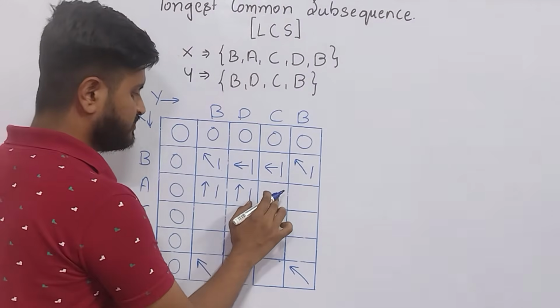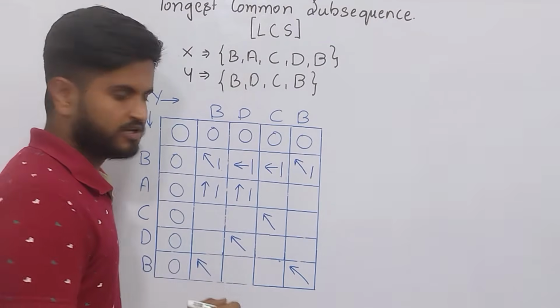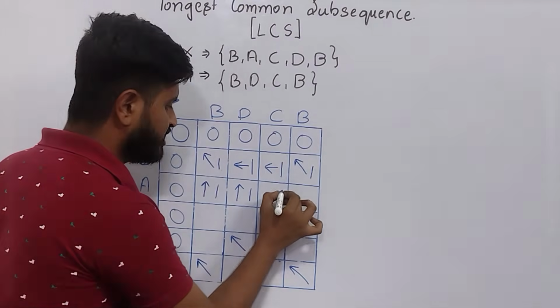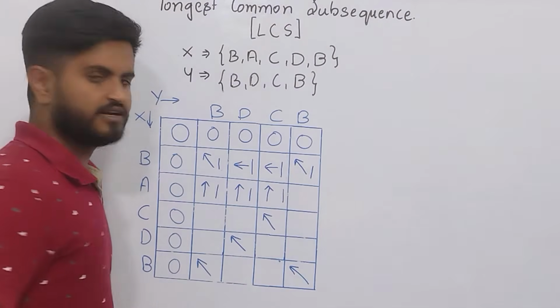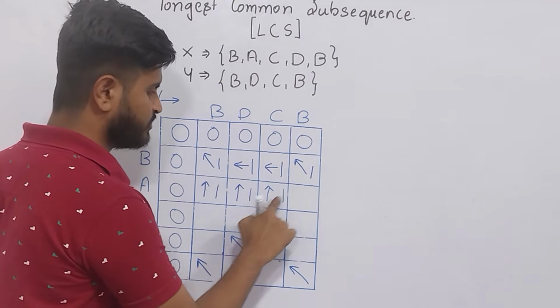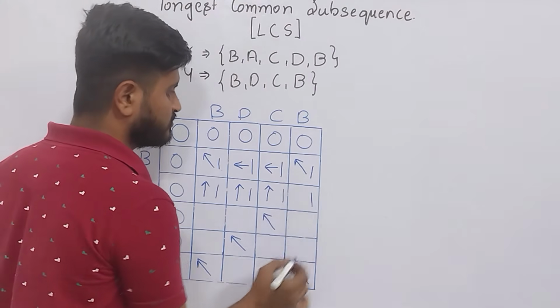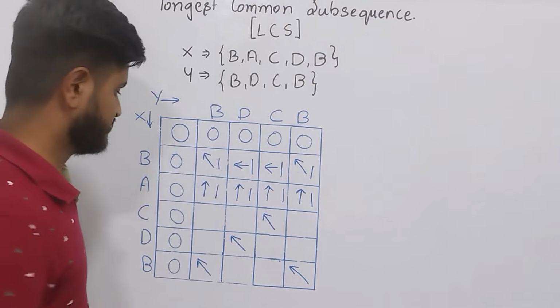Now let's fill this box. Left side I am having 1, upside I am having 1. Same. What I must be doing? I must be copying the same value and I must be directing the arrow upwards. Now this is also empty. Left side is 1, upside is 1. So common element is 1 and it will be directed upwards.